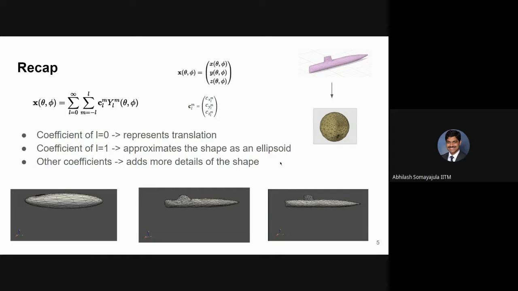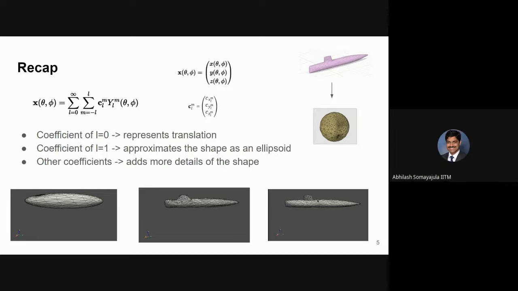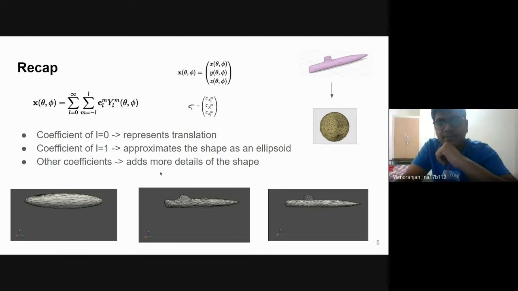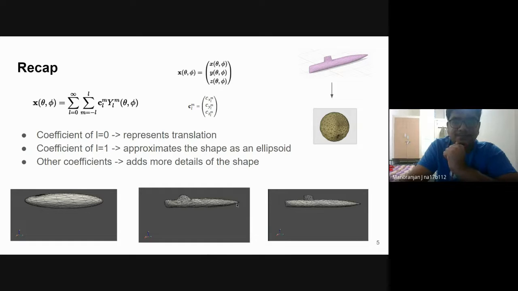So the last one is how much L? This is L equal to 30, sir. 30 coefficient. And that corresponds to about how many coefficients? 31 square. About 31 square. Okay, all right, above 900 coefficients.